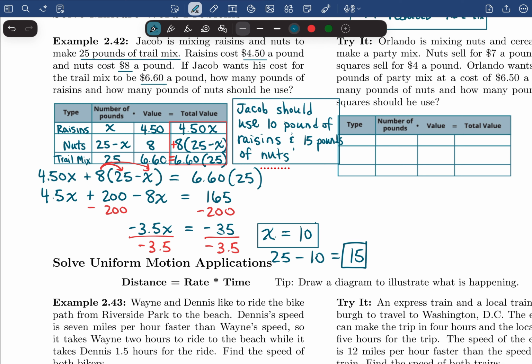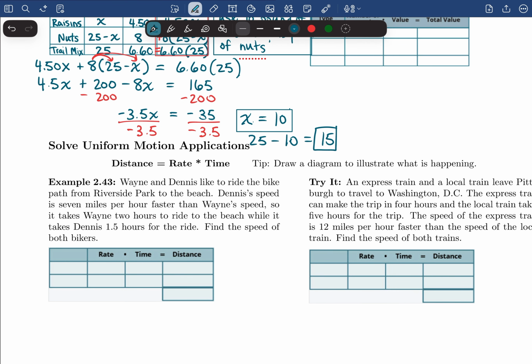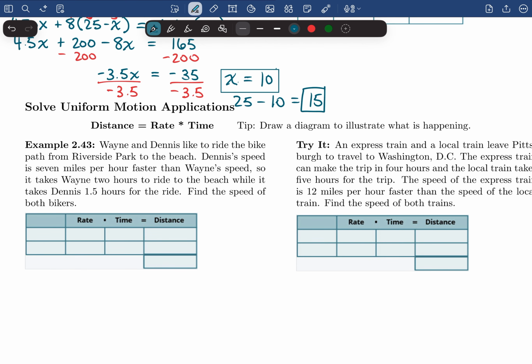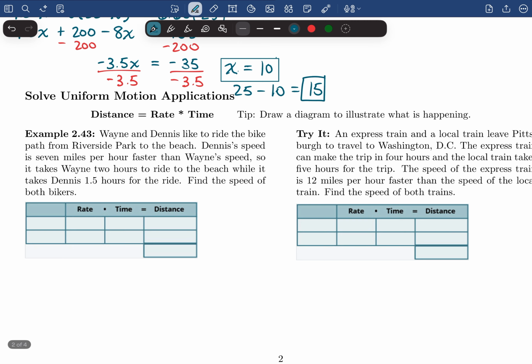Well, we're ready to move on to solving uniform motion applications, and that'll take up the rest of this lesson, but there are a variety of examples where things slightly change, okay? So what is uniform motion? Uniform motion is simply distance equals rate times time. So if I'm going the same speed for a certain amount of time, then that will tell me my distance.